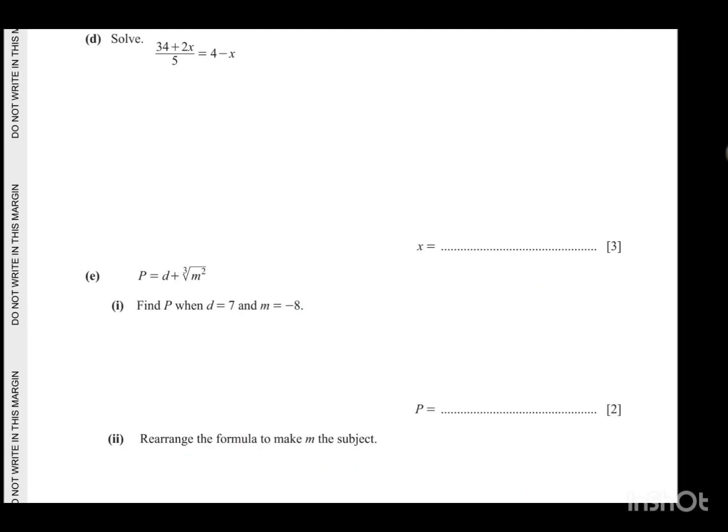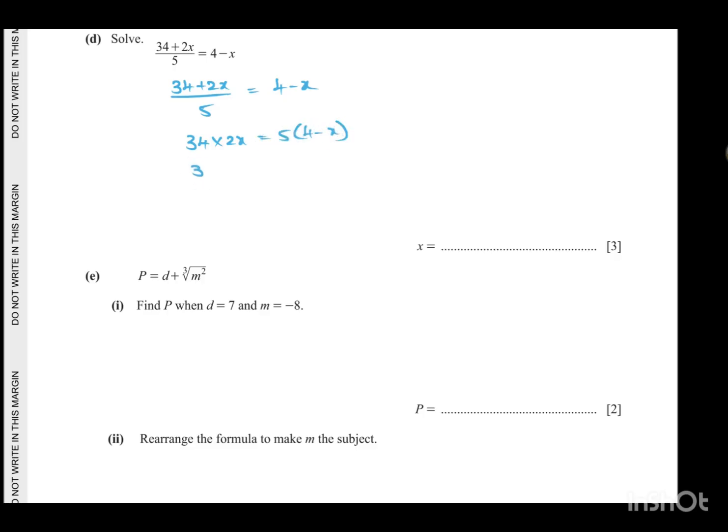Question D, solve (34 + 2x)/5 = 4 - x. Now here the variable is on both sides of the equation. The left hand side is having a denominator and the right hand side is just an expression. To make the equation without denominator, you can bring this denominator to the right hand side. It will be multiplied with the complete right hand side expression.